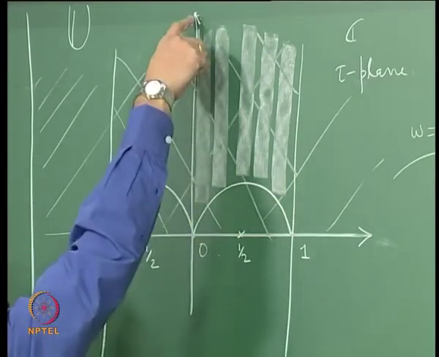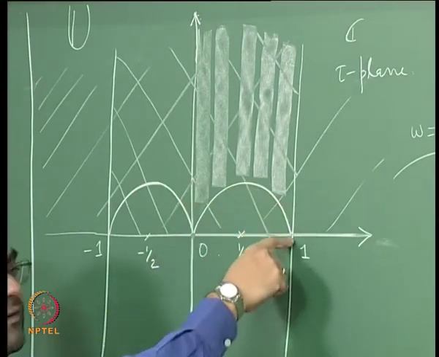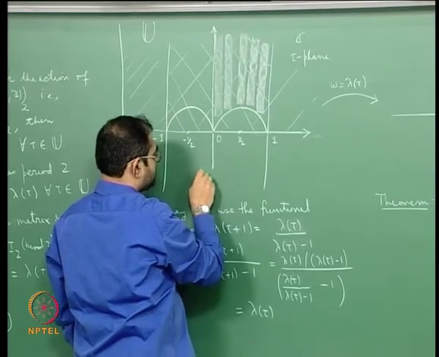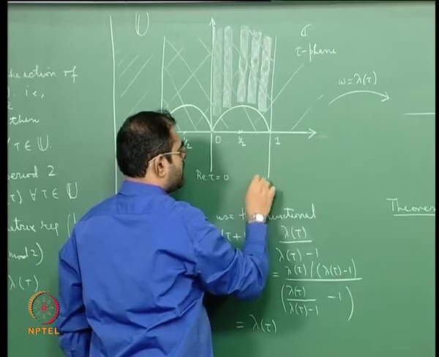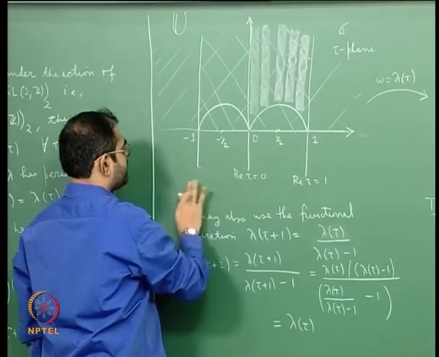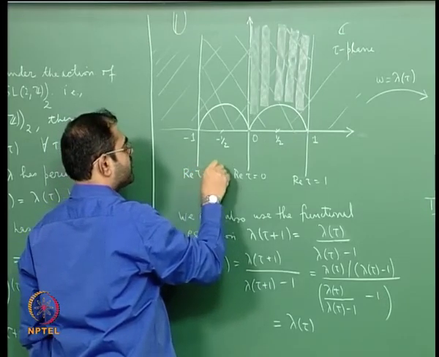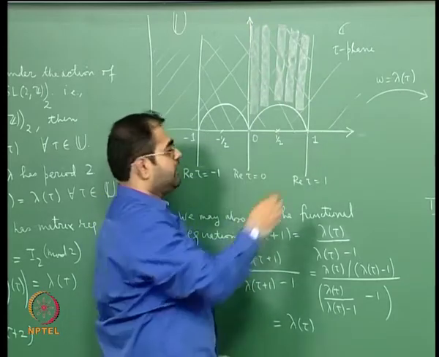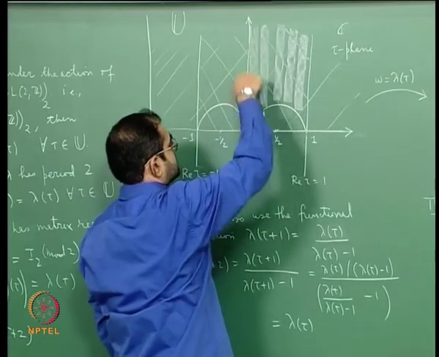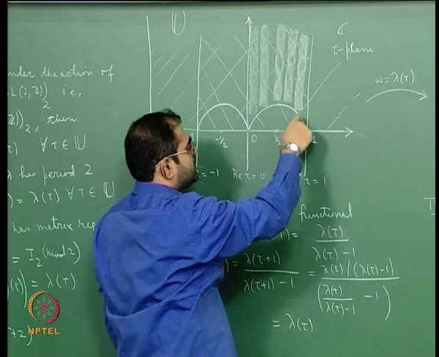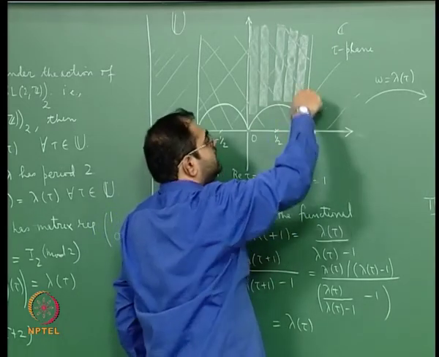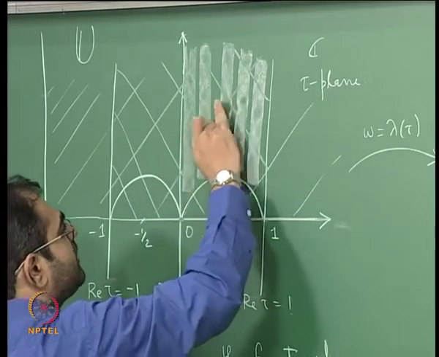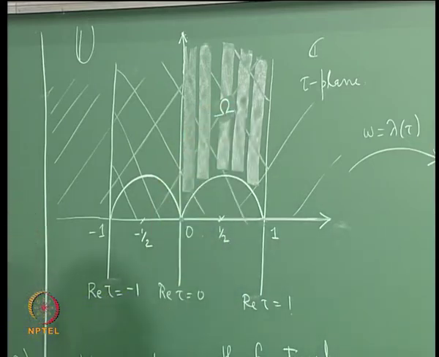Let me look at this region that is bounded by the imaginary axis, by this circle and by this line, which is real part of tau equal to 1. So this is real part of tau equal to 0, this line is real part of tau equal to 1, and of course this line is real part of tau equal to minus 1. You look at this region that I have shaded. The boundary consists of this portion of the imaginary axis followed by this semicircular arc, and then this portion of the vertical line passing through 1. Let me call this region omega.